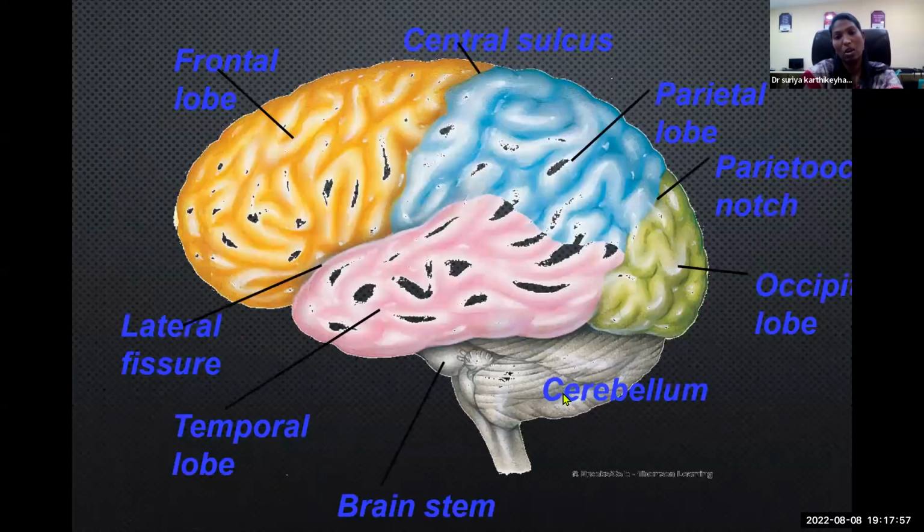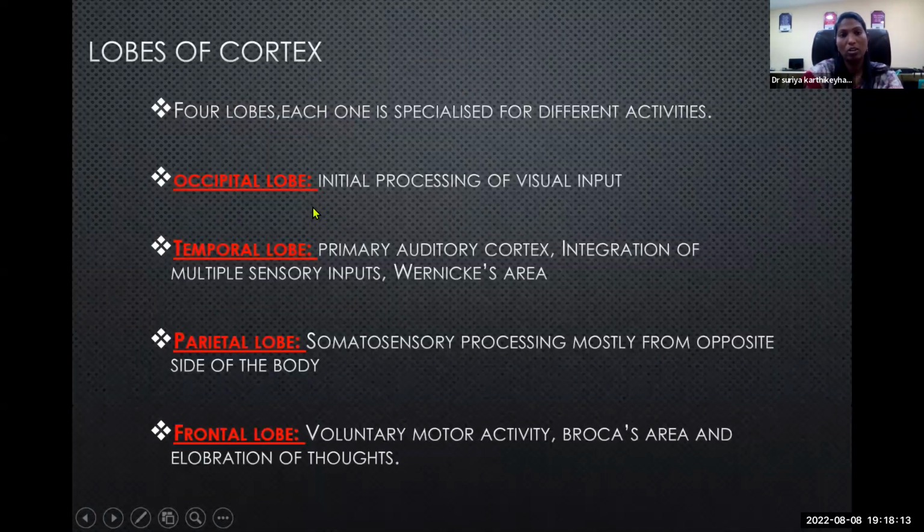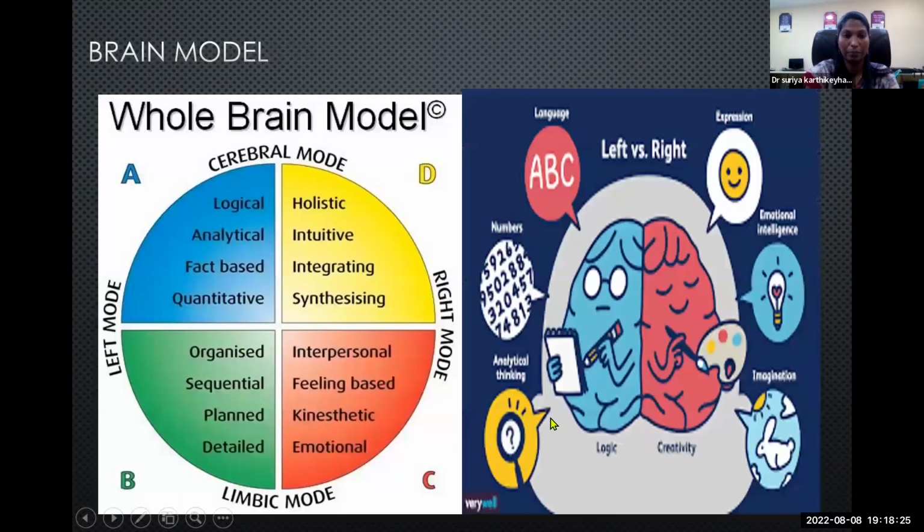The temporal lobe has the primary auditory cortex. The parietal lobe has the somatosensory area. We have the sensory area here, and the motor area in the frontal lobe, and also the frontal eye field. So the occipital lobe is concerned with visual input, the temporal lobe mainly with the auditory cortex, the parietal lobe with somatosensory processing, and the frontal lobe with motor activity.